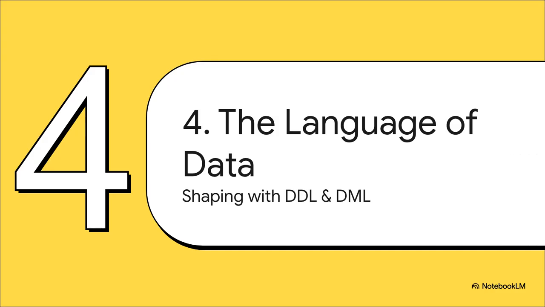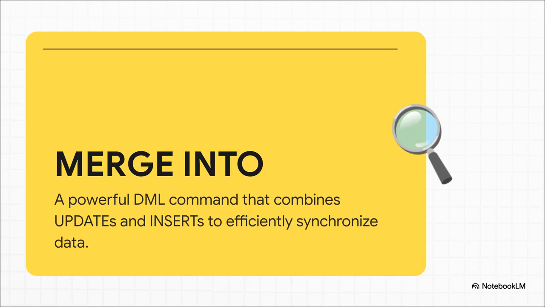All right, let's take stock. We've got our blueprint, we've got the assembly line, and we have the engine. Now we need the actual tools to get in there and shape the data. This is where the language of data comes in. DDL, or Data Definition Language, and DML, Data Manipulation Language. And inside of DML, there is one command that is, without a doubt, the data engineer's secret weapon: MERGE INTO.